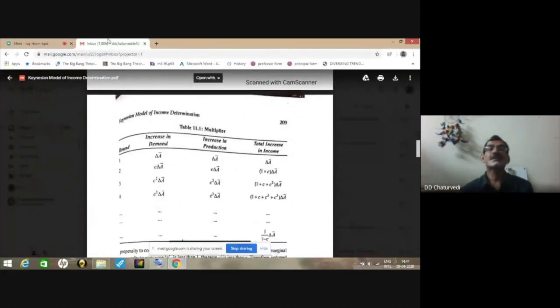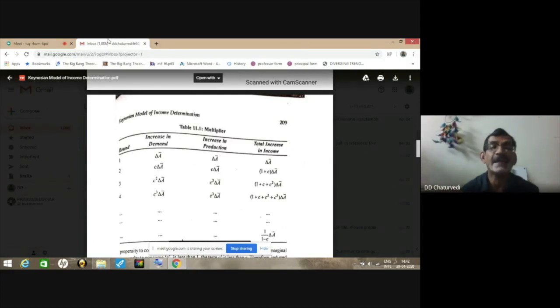Multiplier process has been explained in table number 11.1 on page number 209 of chapter number 10, Keynesian model of income determination. In this table, you will find there are numerous rounds given in the first column. In the second column, you will find increase in demand. And this increase in demand, to start with, is delta A bar. We are assuming that initially some investment expenditure is increased or changed.